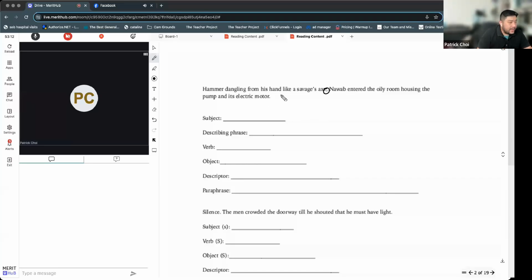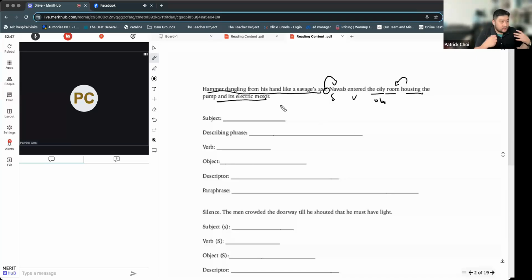So "hammer dangling from his hand like a savage's axe" is definitely not the sentence, right? That's just describing something. And who or what is it describing? It's describing Nawab. Here the subject is Nawab, the verb is entered. What did he enter? The oily room, which is the object of the sentence. And then "housing the pump and its electric motor" is describing more about the phrase "room."